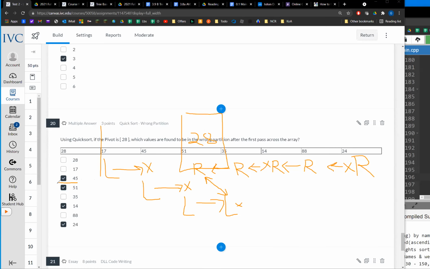Right, so 51 is an answer because it is on the left side when it should be on the right side.